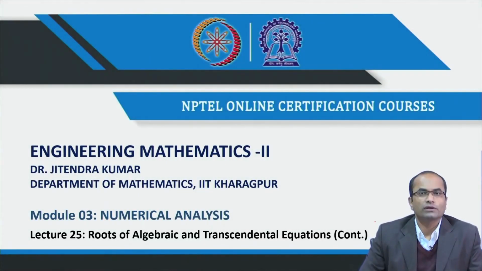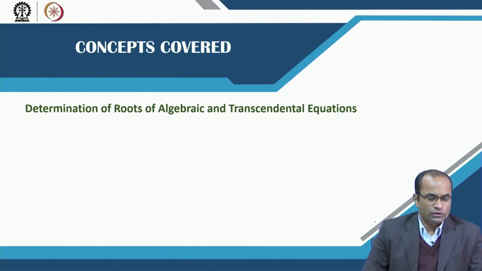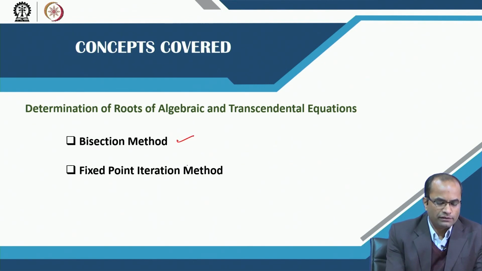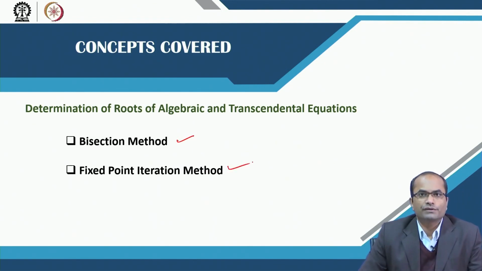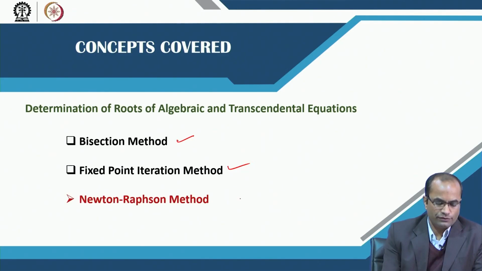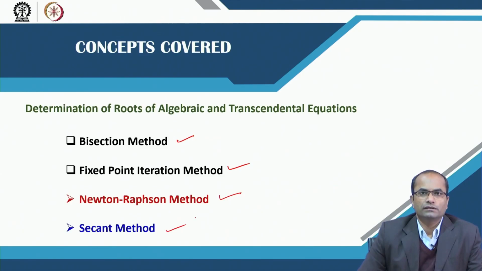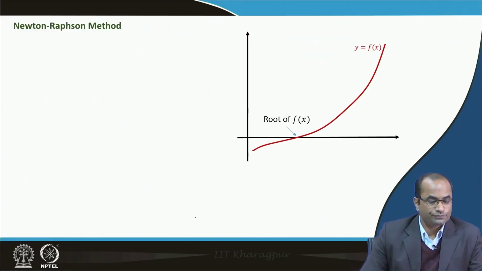Welcome back to lectures on engineering mathematics 2, and this is lecture number 25 on roots of algebraic and transcendental equations, and we will continue. This is the second lecture on this topic. In the previous lecture we have already discussed the bisection method and also the fixed point iteration method, and in this lecture we will be talking about the Newton-Raphson approach and also a secant approach for determining the roots of algebraic and transcendental equations.